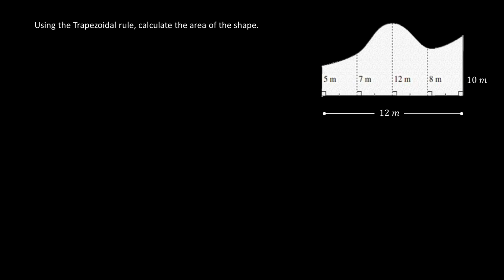So I'm going to start with, first of all, identifying what H is. So I know the distance from here to here is 12. These are all even. So therefore, H is going to be 3 meters. So now using my formula, A is approximately equal to 3 over 2. Now the distance of the first in this first trapezium is 5, and the distance of the last is 7.